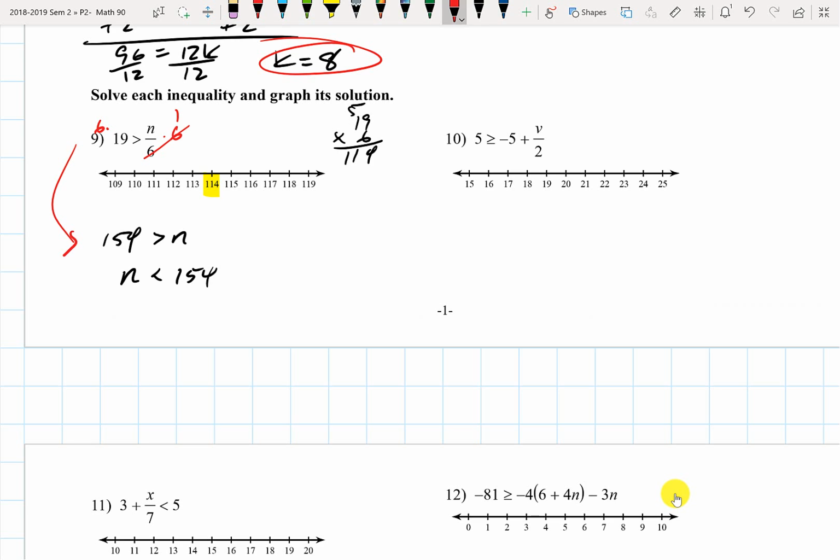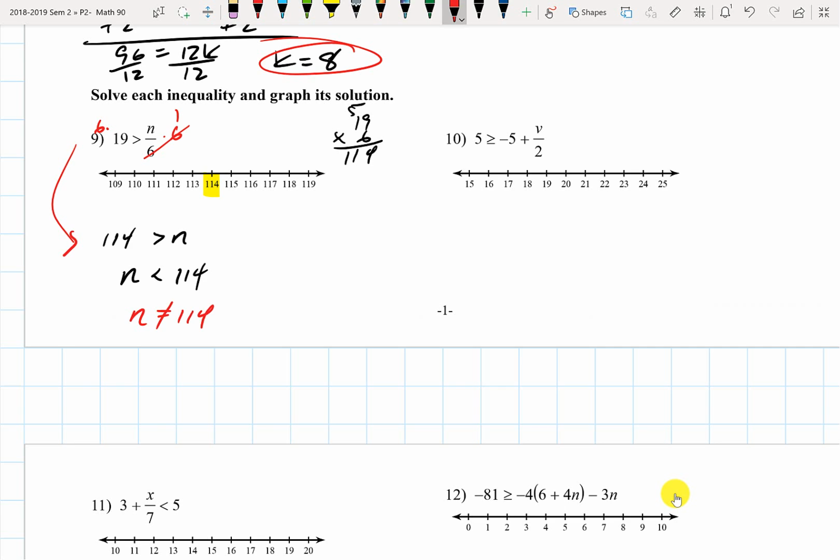So my final solution is a graph. This does not include 154. Or excuse me, why did I say 154? It's 114. I'm making very simple mistakes here, guys. I'm just not reading my handwriting correctly. So it's 114, not 154. All right. Oh, man. I'm having a hard time this morning. So n is less than 114. And so it doesn't include 114. So n is not equal to 114.